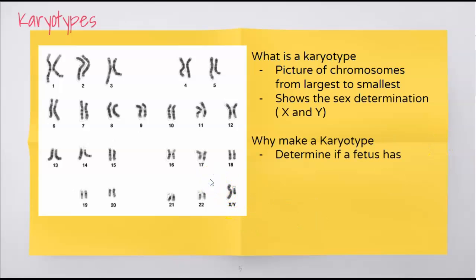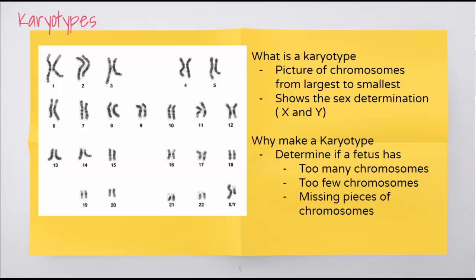So why do we make a karyotype? The idea is that we want to determine if a fetus has either too many chromosomes, too few chromosomes, missing pieces of the chromosome, or extra pieces of the chromosome. So too many chromosomes, you're going to learn, is called trisomy. Too few is called monosomy. And then we don't really give names for the other ones, but for example, if you look at chromosome number 4 here, if you're actually missing a piece of chromosome number 4, you end up with a genetic disorder called Huntington's disease, which is a neurological disorder, and we've kind of talked about it a little bit, but essentially Huntington's disease will eventually kill you, and it develops later on in life, and that's due to a mutation of chromosome number 4.